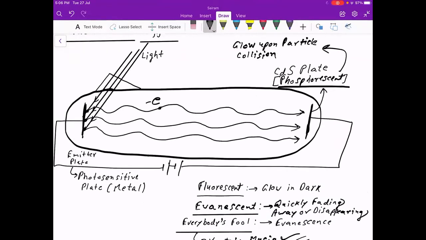A strike on a phosphorescent cadmium sulfide plate, which glows upon particle collision. That's what phosphorescent means. And there's a song by Linkin Park called Iridescent. You should listen to that also.